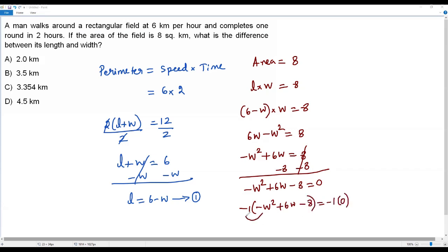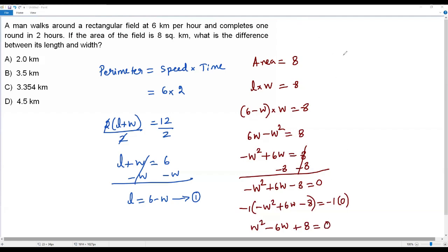Now we can distribute this negative 1 to the negative W square. I'm getting positive W square, because negative times negative is positive. Negative times positive becomes negative. 1 times 6W is the same, 6W. Negative times negative becomes positive. 1 times 8 is 8. Negative 1 times 0 is still 0.